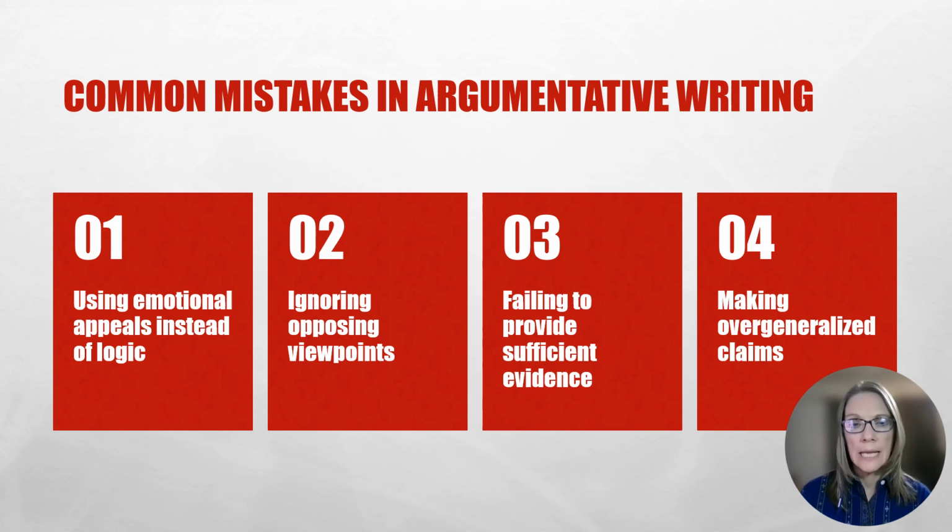So offering a claim or a counterclaim, but not including evidence to support what you're saying, or not including enough evidence to support what you're saying. One piece of evidence isn't going to be sufficient. You're going to need a few, and you need different types of evidence. So facts, statistics, expert opinion, studies. And then finally, making overgeneralized claims, like we saw with the one claim that said social media is bad. That's too broad, it's too overgeneralized. So we want to be specific in the claim that we are making.